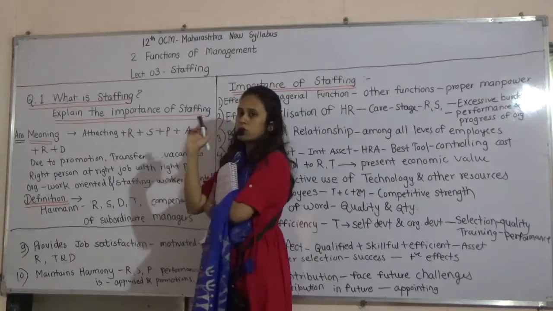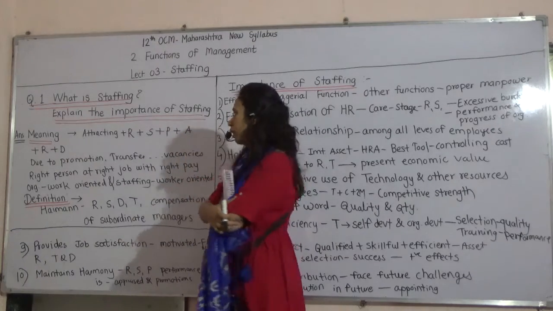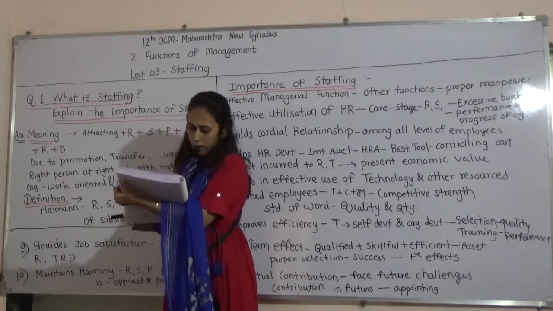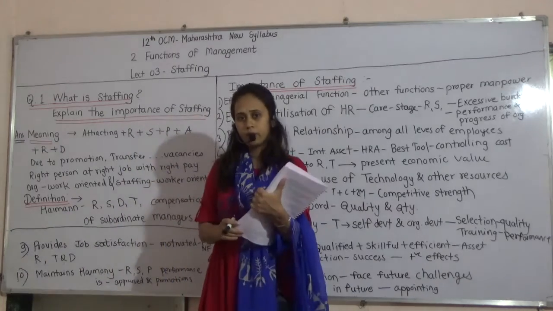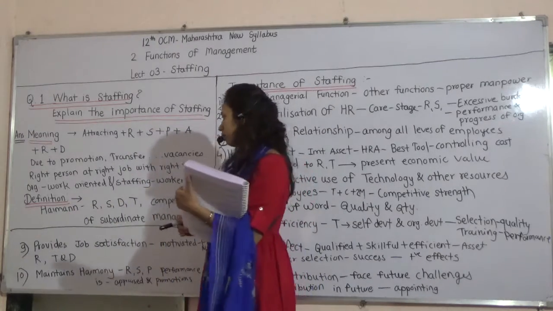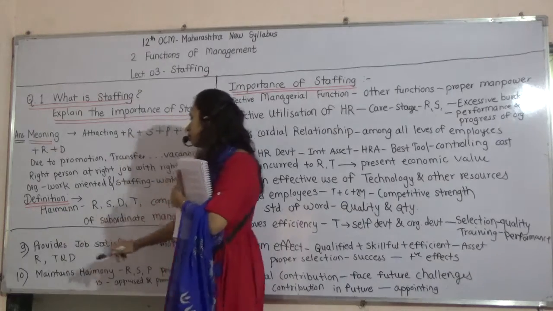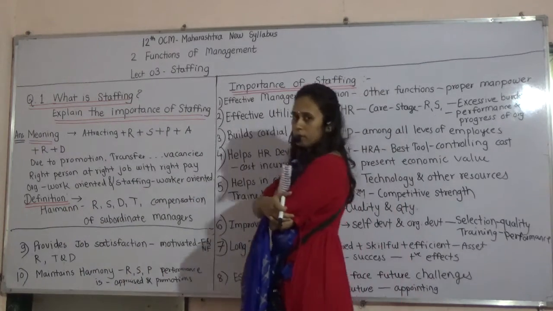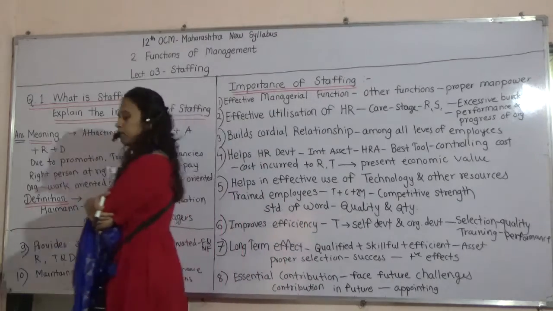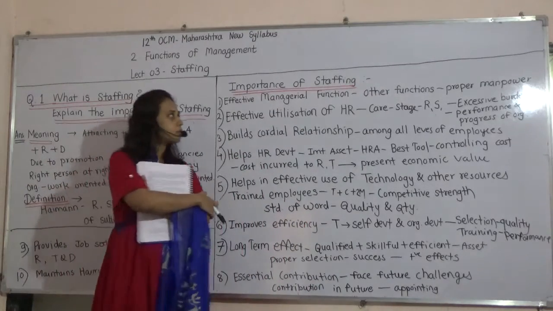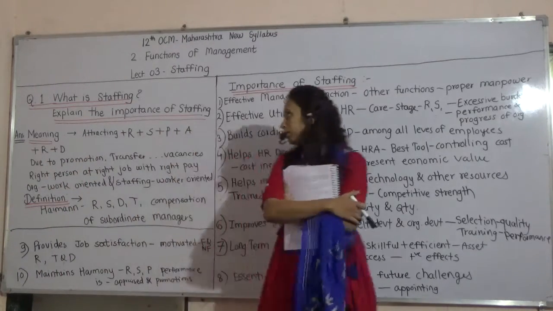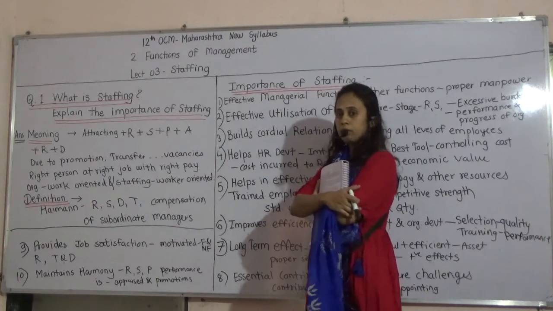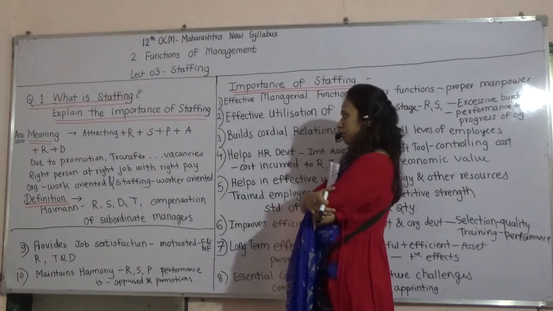In such questions, first of all, you have to write the meaning, then the definition. Here they have given three definitions. Of those three, you can write any one definition. Then the importance. In total we are going to discuss 10 points, but in the exam 8 points are sufficient. But we are going to discuss all 10 points. So let's start with the question. What is staffing? Explain the importance of staffing.